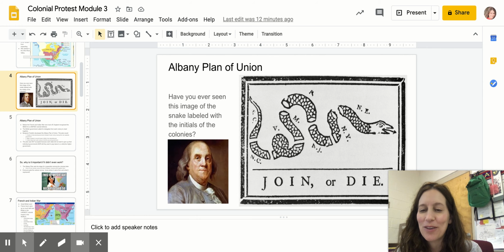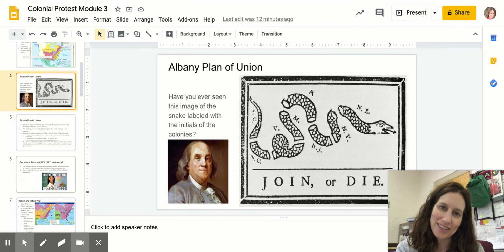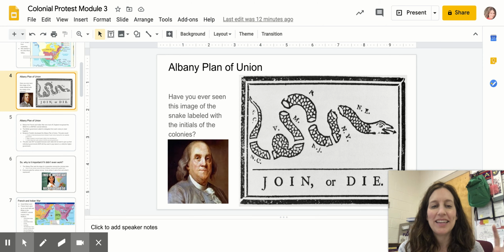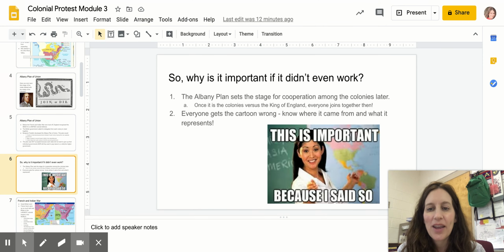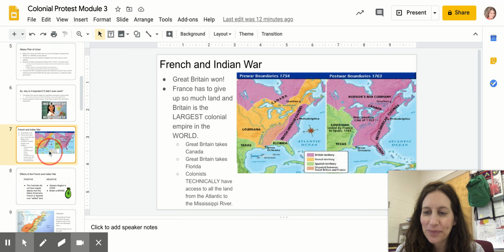It's the Albany Plan of Union. But this cartoon is referenced a lot with the American Revolution, the concept that we all need to come together in order to survive. Okay? All right, so that's your Albany Plan of Union. Okay, so the French and Indian War.